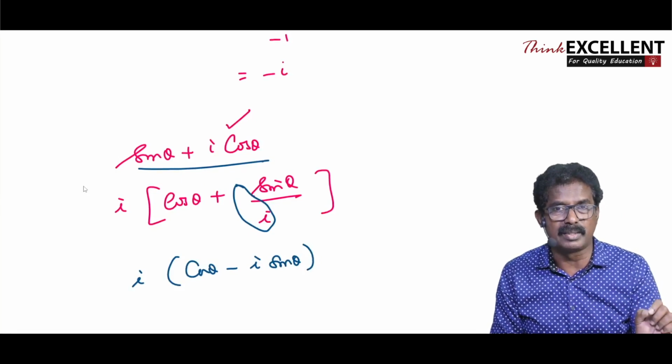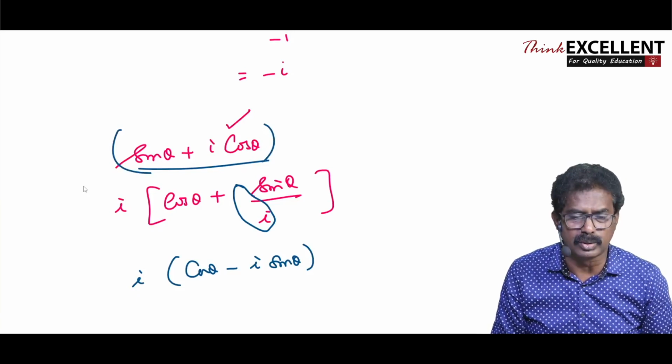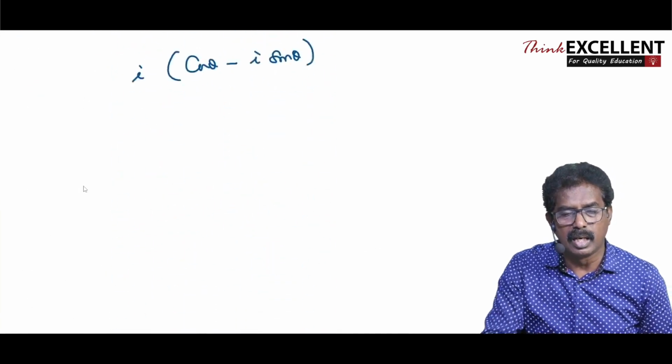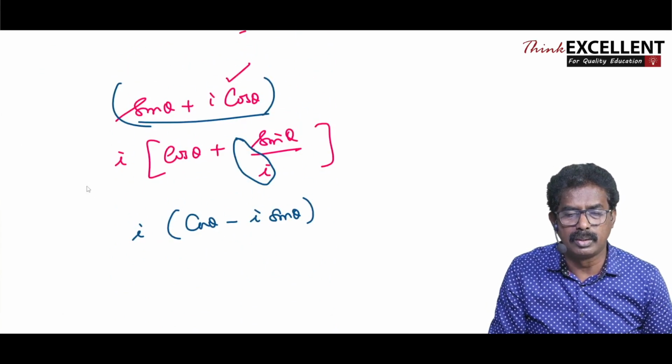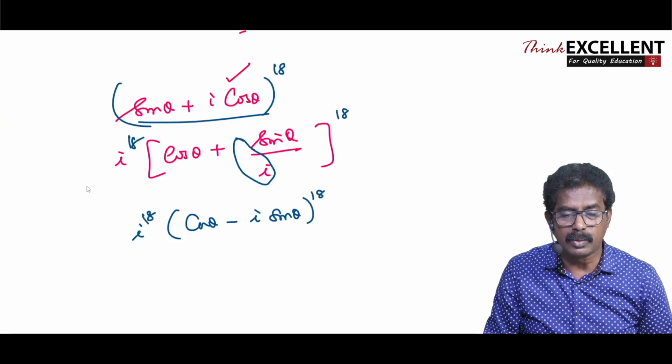If you take i common, you can do it like this. Whatever the power is, I think in this question they have given 18. So if the power 18 is given, what happens? For each of these terms there is a power of 18, right? Then how can you simplify?